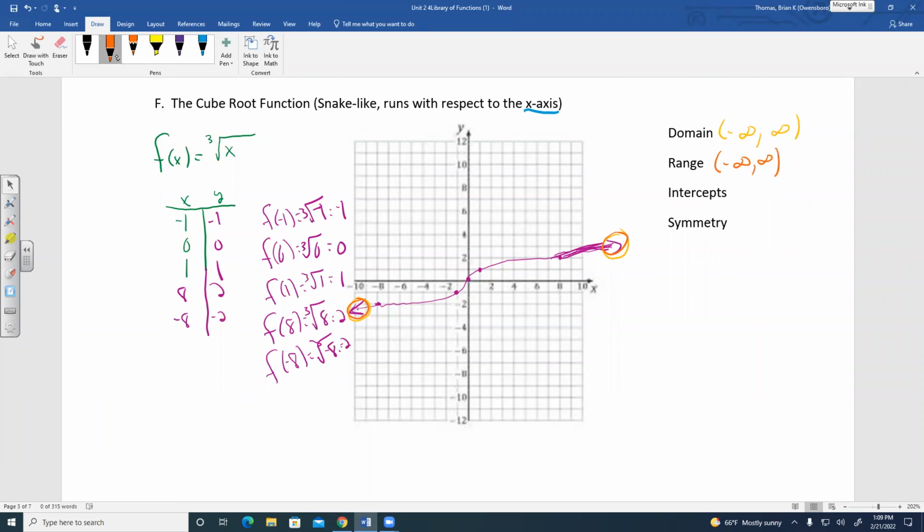Intercepts, again, it's only crossing the origin. So we're seeing that quite often with a lot of our examples here, these parent functions. So the x-intercept is going to be this 0, and the y-intercept is going to be this 0. Symmetry, again, notice how we had this point 8, 2, and this point -8, -2. We're seeing this symmetry going across the origin, those 2 points. So just like the cube function, the cube root function also has symmetry with respect to the origin.